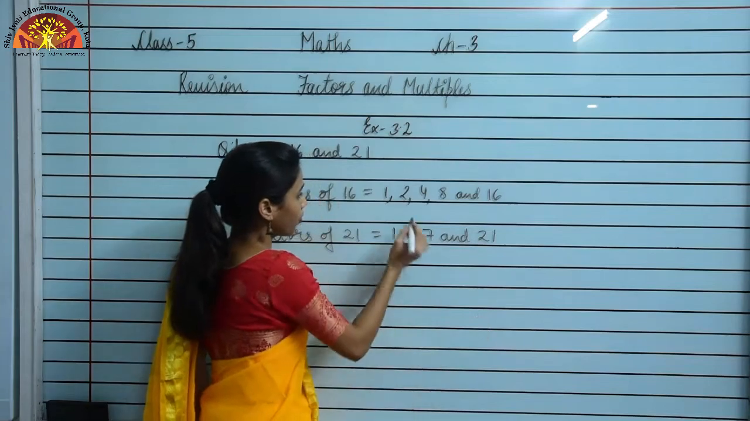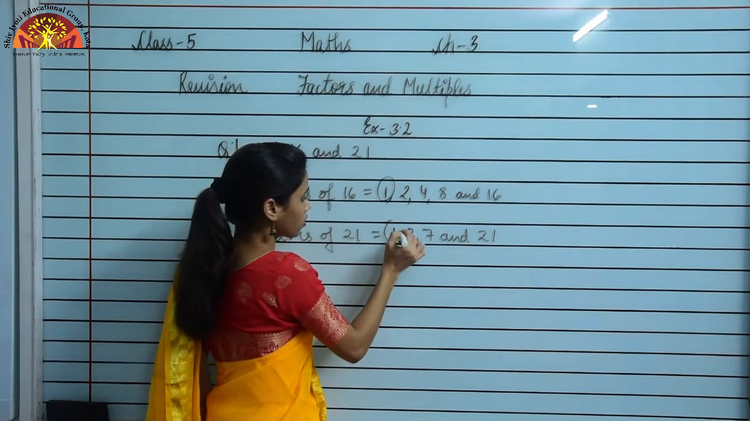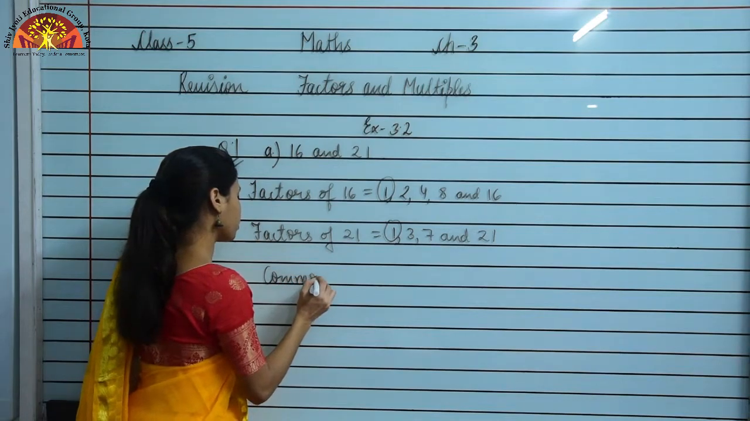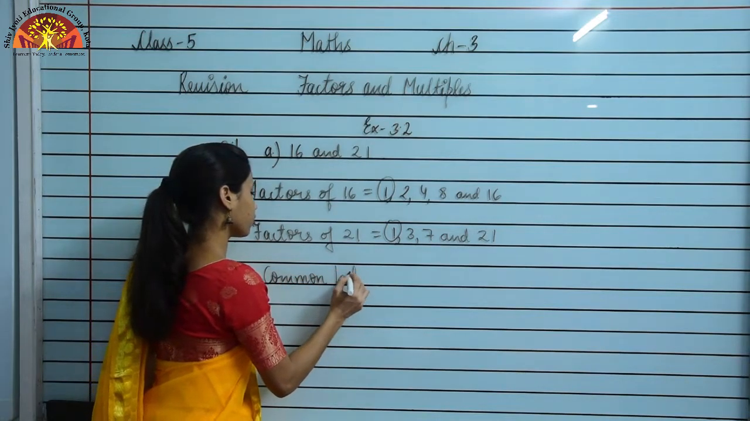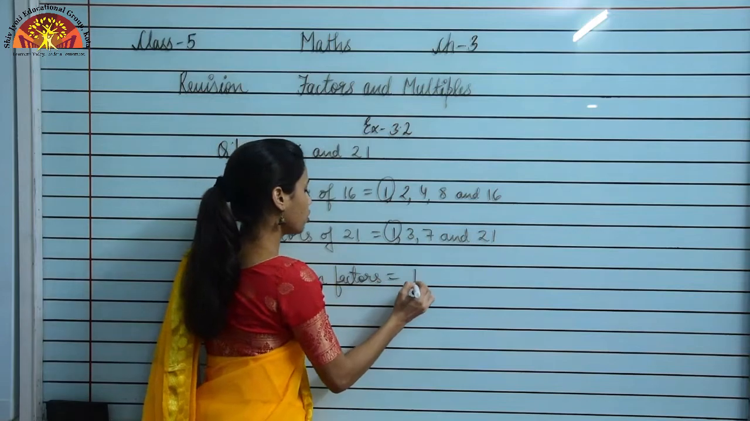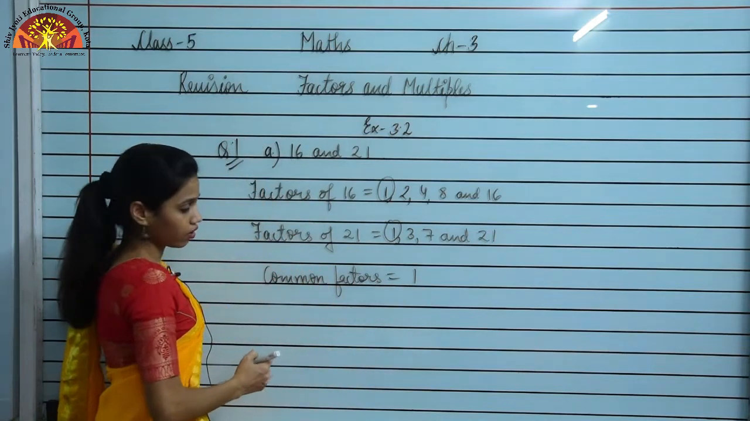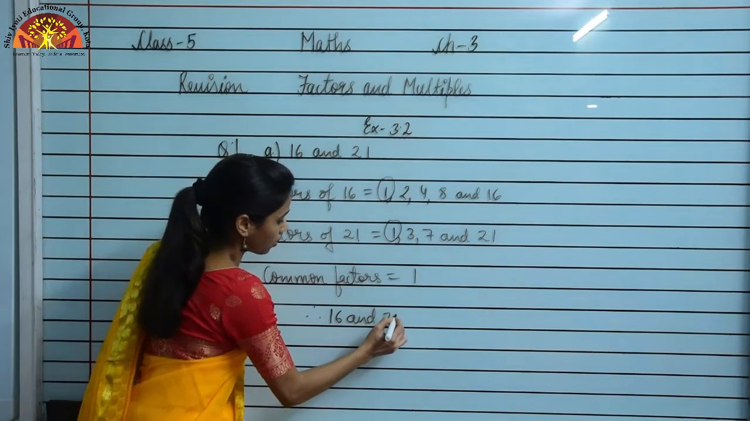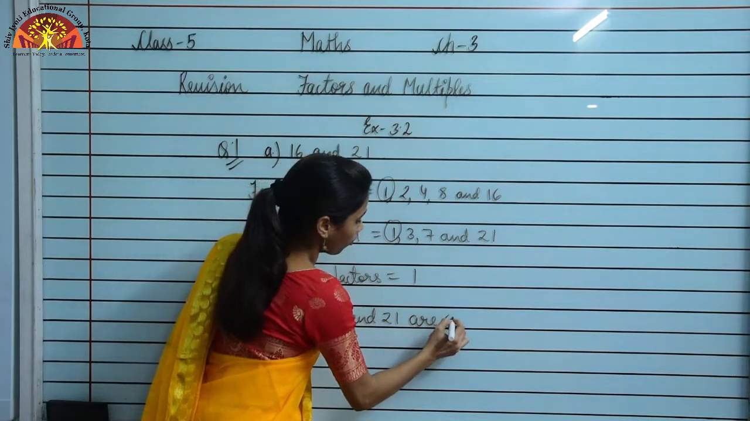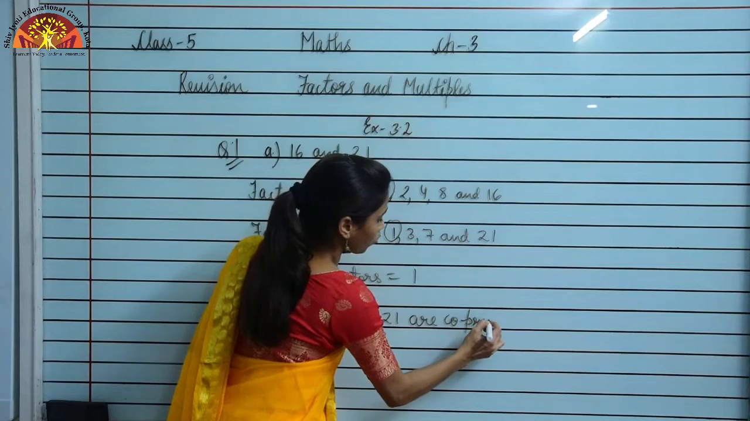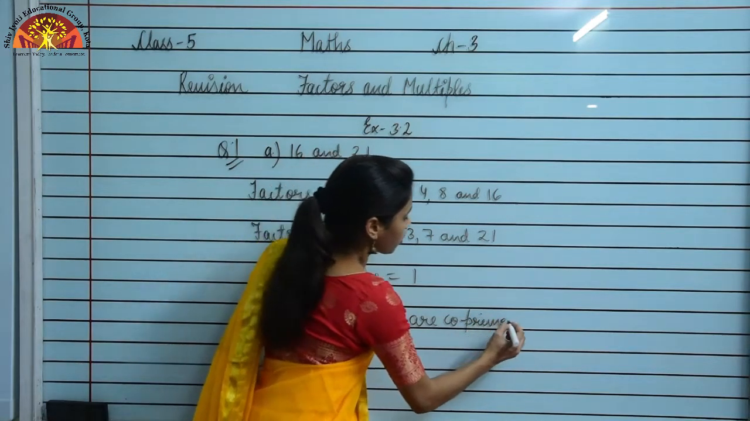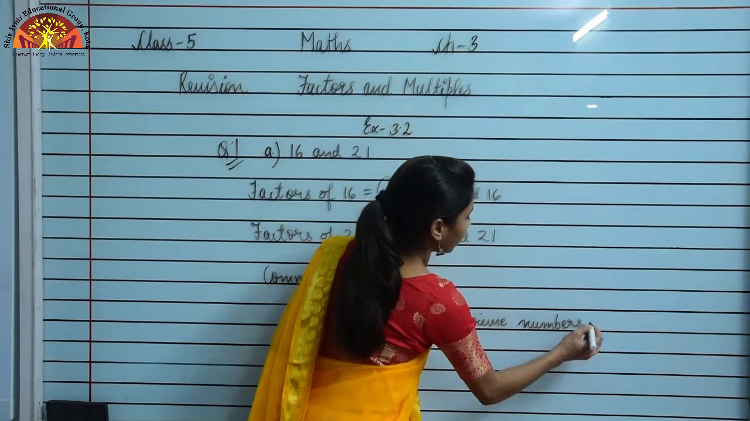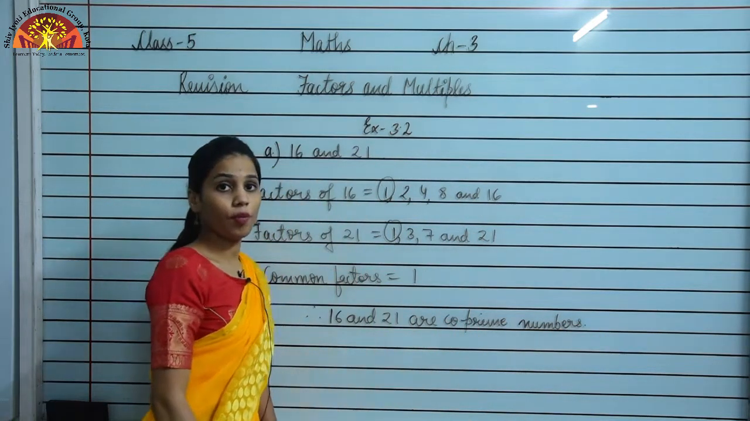Now what are the common factors? Common factors कौन से हैं इसमें? 1. So I will write common factors is equal to 1. Okay. Therefore 16 and 21 are co-prime numbers. यहाँ पे इन दोनों में common number कौन सा है? सिर्फ 1. बाकी common numbers नहीं है इसमें. Therefore they are said to be co-prime numbers.